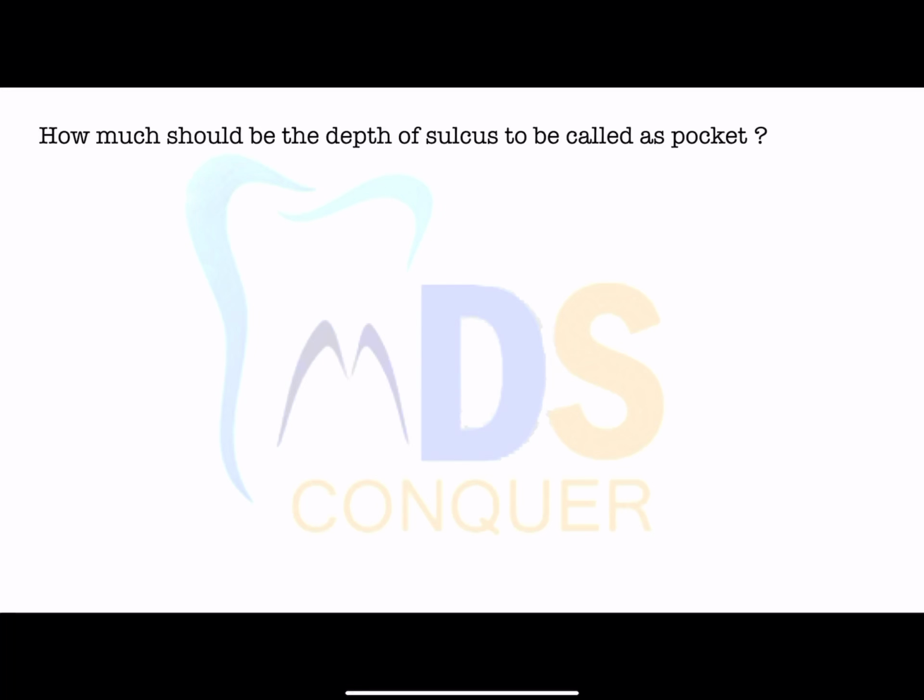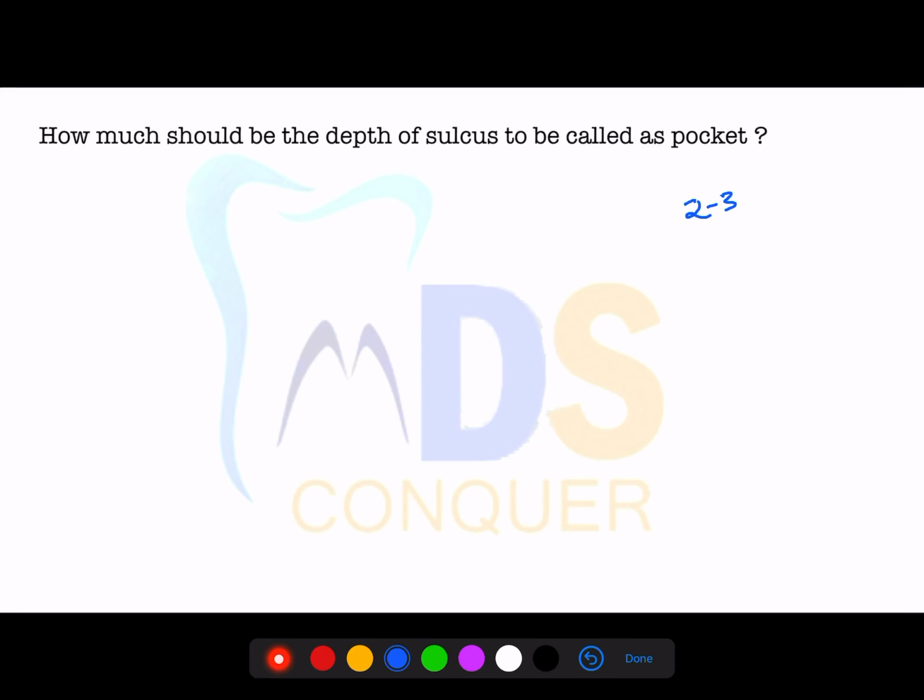So coming to the first question, how much should be the depth of the sulcus to be called a pocket? Normal sulcus depth is in and around 2 to 3 millimeters, which we have already discussed. In an ideal environment without any bacteria, the sulcus depth should be 0 millimeters. Clinically, the normal depth ranges from 2 to 3 millimeters, right?